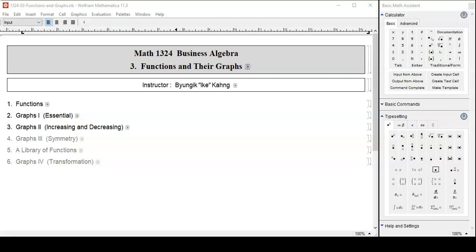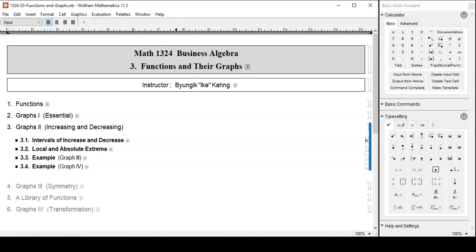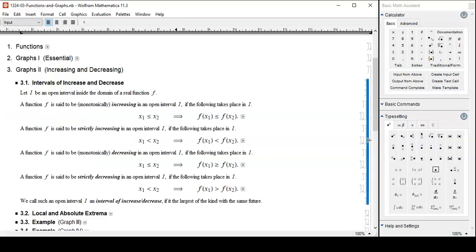Hello students, welcome back. Previously in section 2, we went through the essential aspects of graphs. Literally, they were essential. Now let's go to section 3, and here we're going to focus upon increasing, decreasing nature of the graphs. Okay, I admit it, a little bit less essential comparatively speaking, but still important. Okay, here we go. Here's a definition of increasing, strictly increasing, decreasing, and strictly decreasing functions.